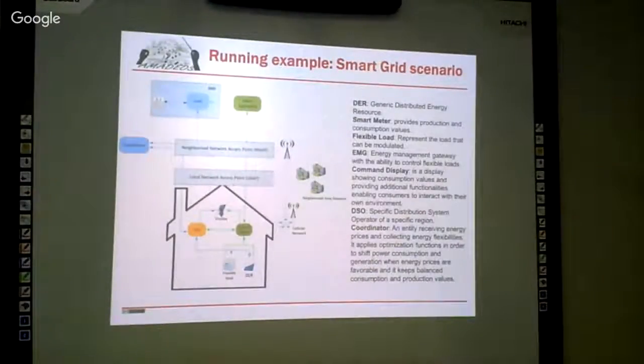Here, just to ease understanding, we have a very small example of a smart grid scenario. We have a distributed energy resource, a smart meter, flexible load, energy management gateway, common display, and DSO, the specific distribution system operator, and finally a coordinator, which is the entity receiving and pricing the energy. So it's a part of the energy grid distribution.